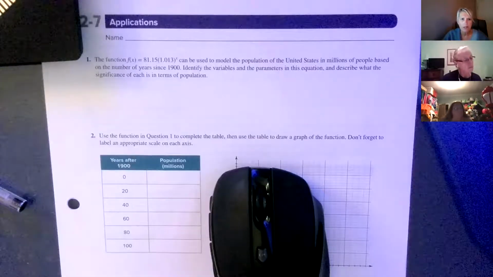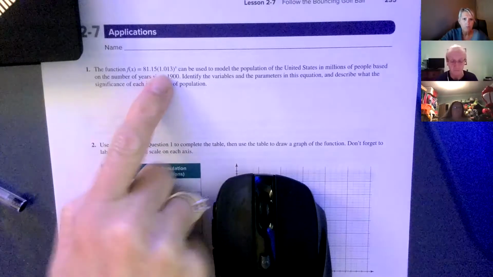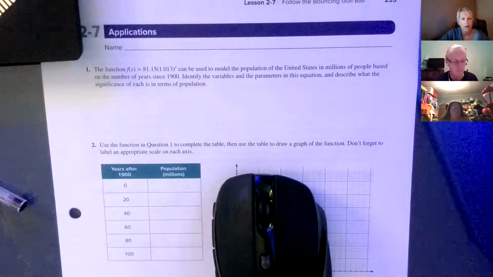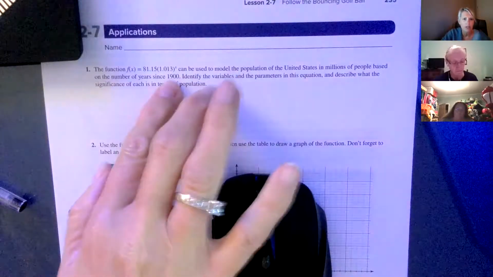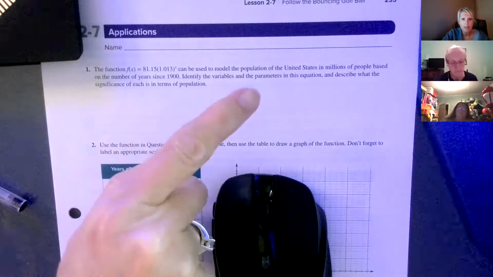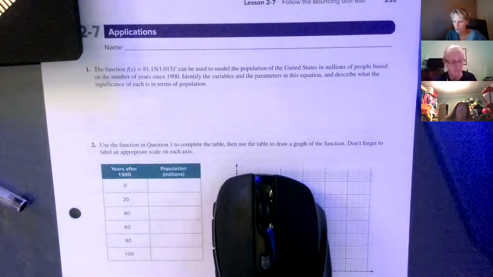And they start off by giving us a function. It says it can be used to model the population of the US in millions of people based on the number of years since 1900. So that's important to know for the table. Identify the variables and parameters of this equation and describe what the significance of each is in terms of population.